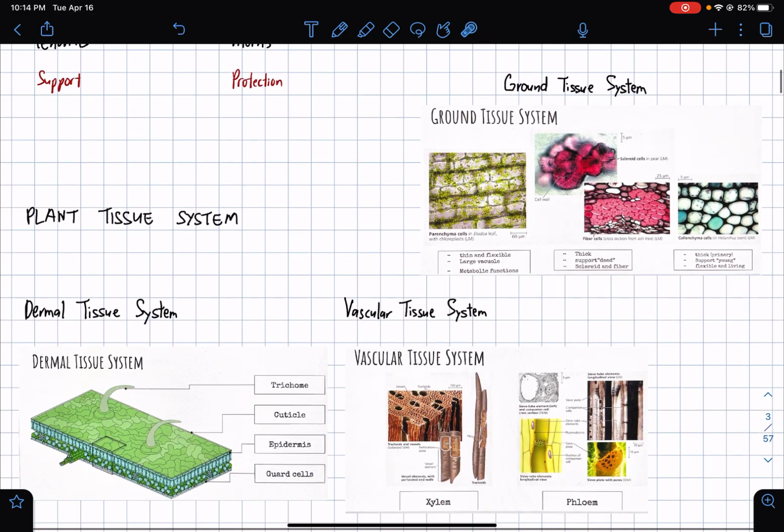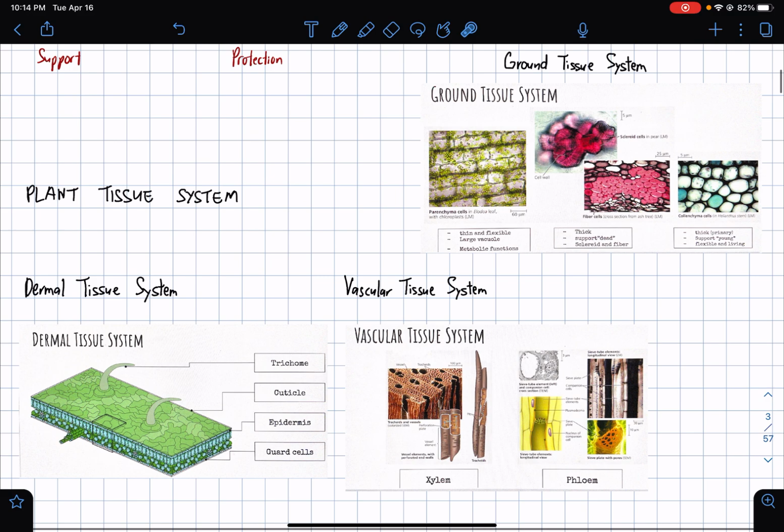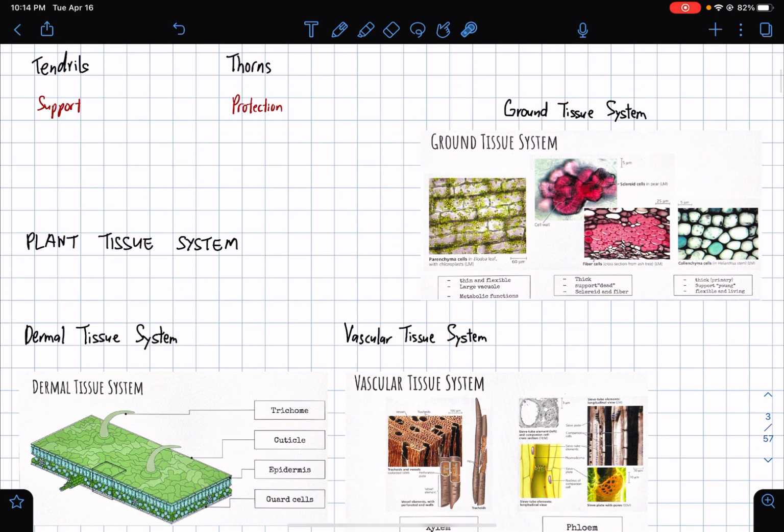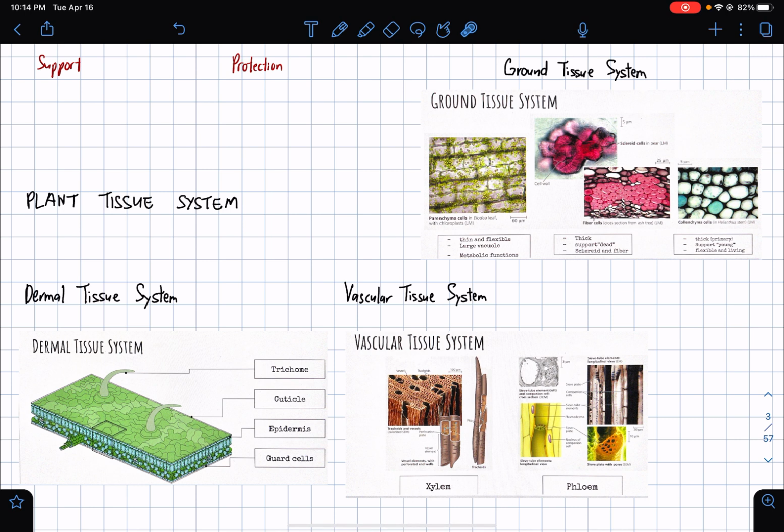Plant tissue systems. I think there are three. There is the dermal tissue system, the vascular tissue system, and the ground tissue system. These, by the way, are study resources from my teacher.